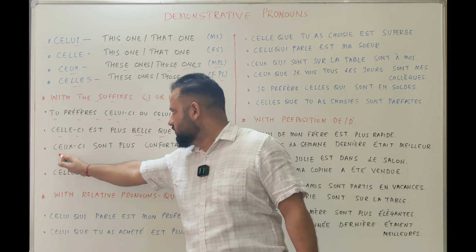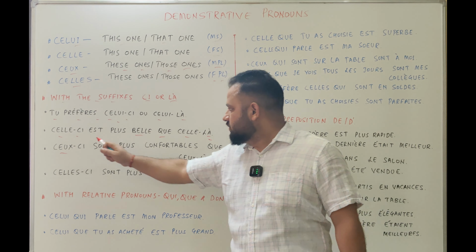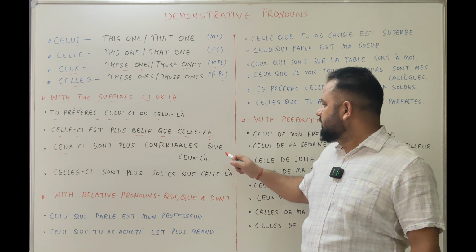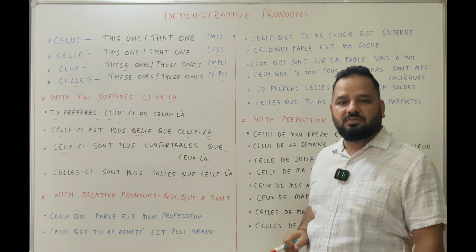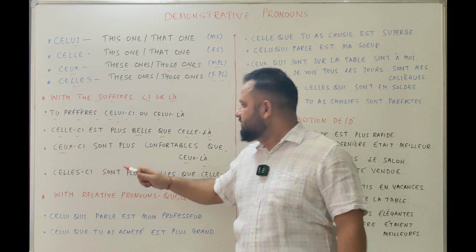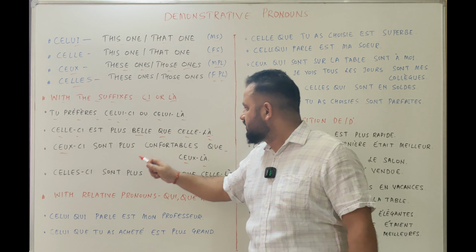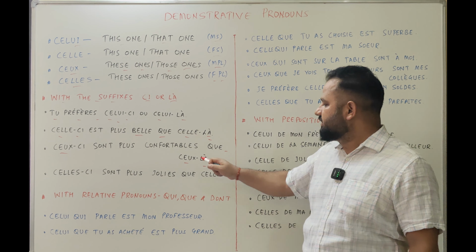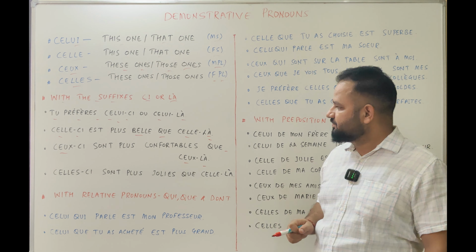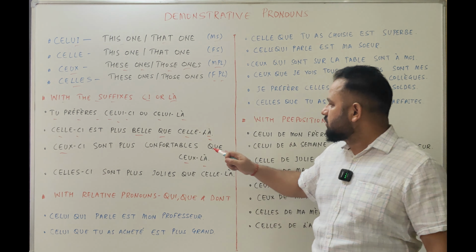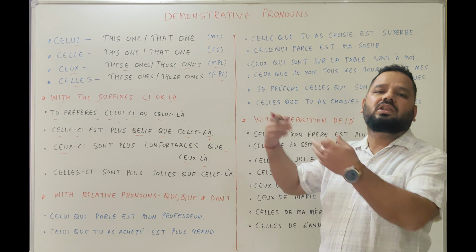Then with plural, masculine, ceux-ci sont plus confortables que ceux-là. These ones are more comfortable than those ones. Ceux-ci sont plus confortables que ceux-là.